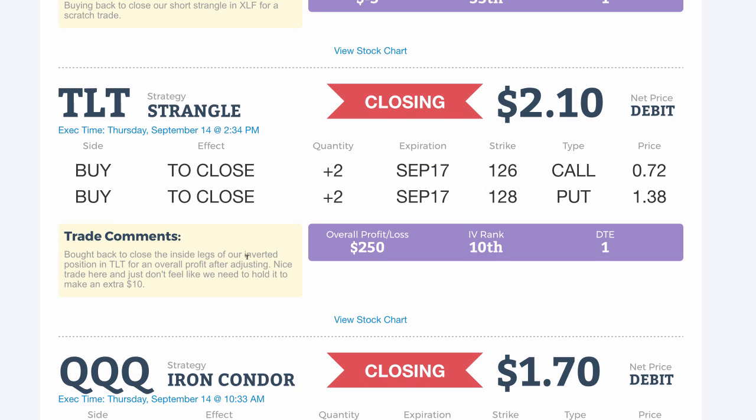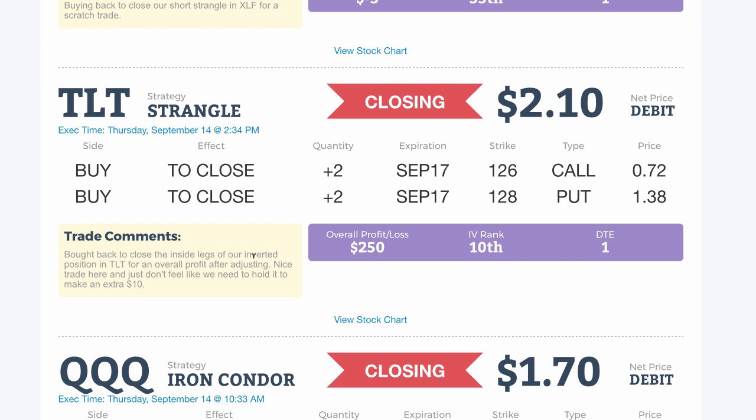The TLT position that we had left over for September, if you remember, we had two TLT Iron Butterflies, one centered at 124. We got assigned on that. There's video tutorials on how we dealt with the assignment, but it wasn't that bad. We managed around it, and that was good. And we collected a pretty decent premium, so that helped cover that assignment for sure.